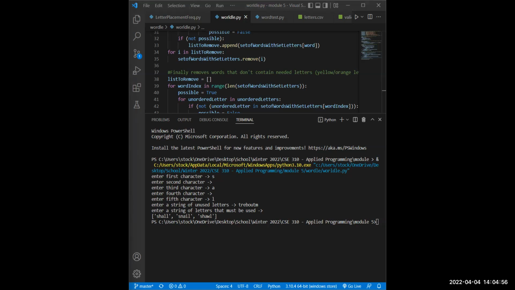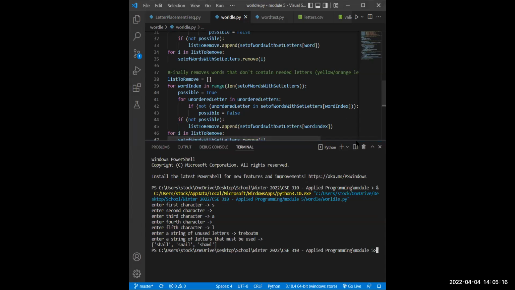So we can try snail. We'll see how that works. So that one did not work. So now we can try shawl. And it looks like that was our word that we were looking for. So this is just a little project that I've been working on, and just to kind of, I don't know, find the best way to beat this game.